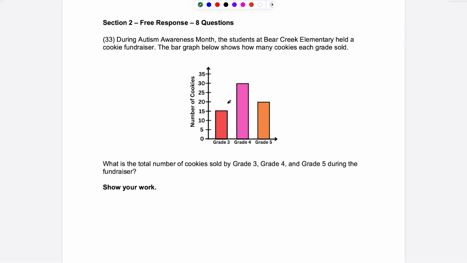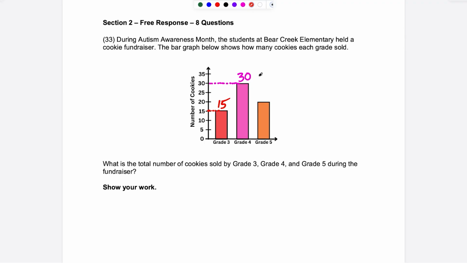So for this one, we look at the bar graph below, and what we could do is we could write the number of cookies above each of the bars. So all we have to do for that is we look to the left. So see how grade 3 is here, and it's lining up with 15. If we follow it across like this, it lands on this vertical line here at 15. So we're going to write a 15 above grade 3. And then for grade 4, notice that this bar lines up at 30. Okay, so there were 30 cookies sold by grade 4.